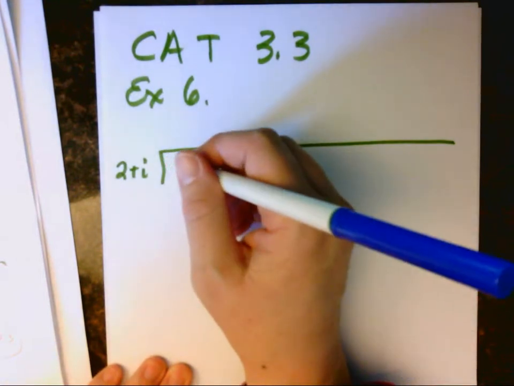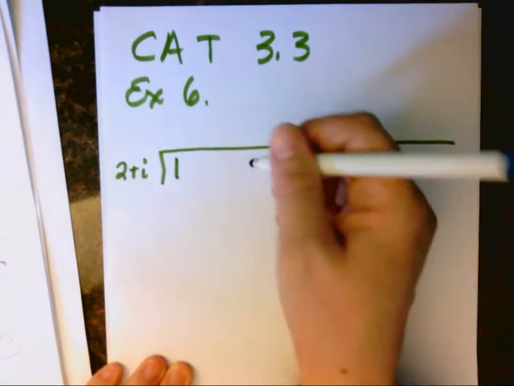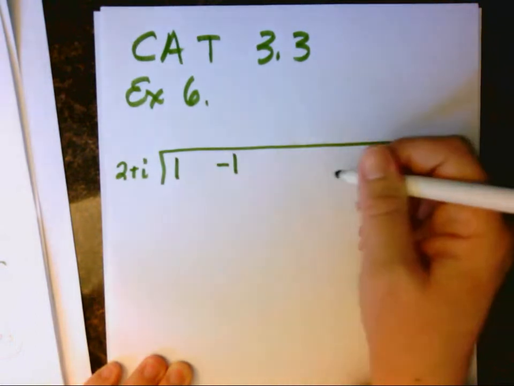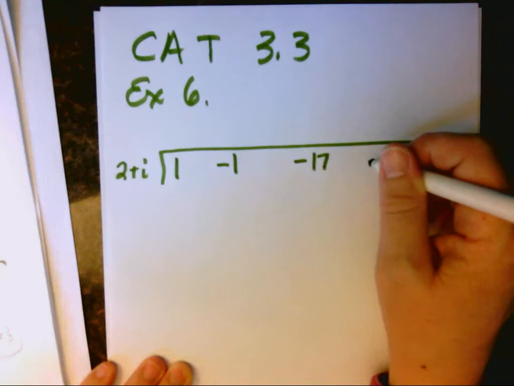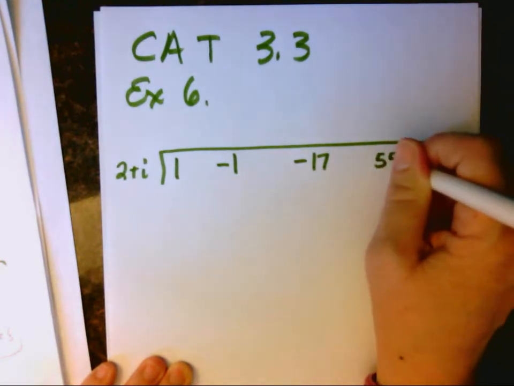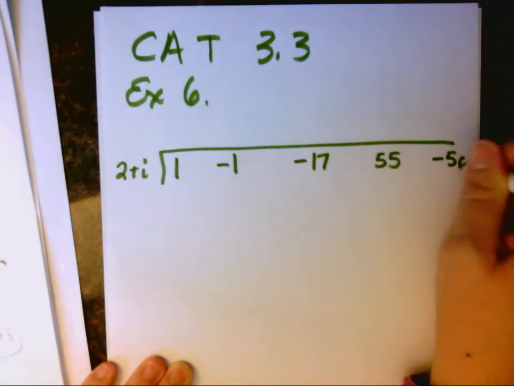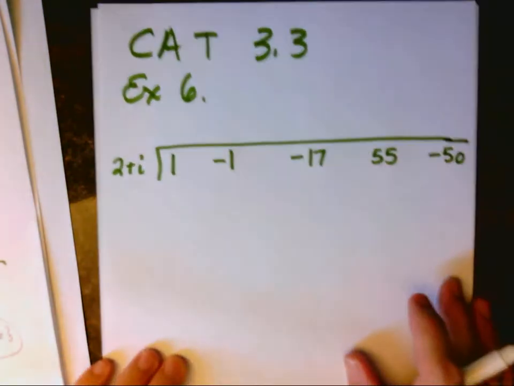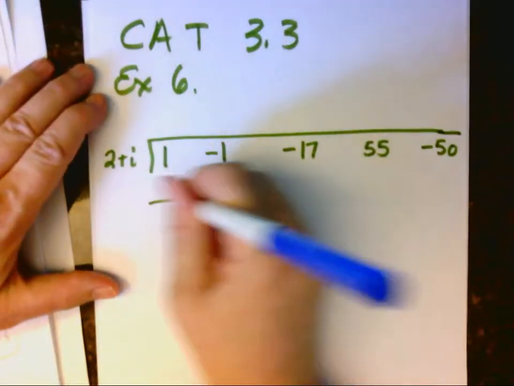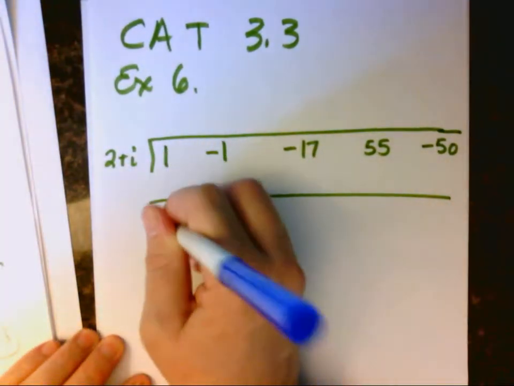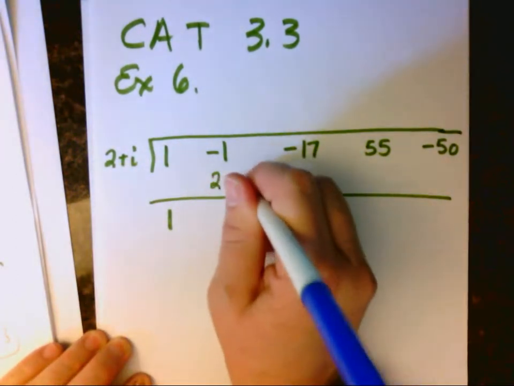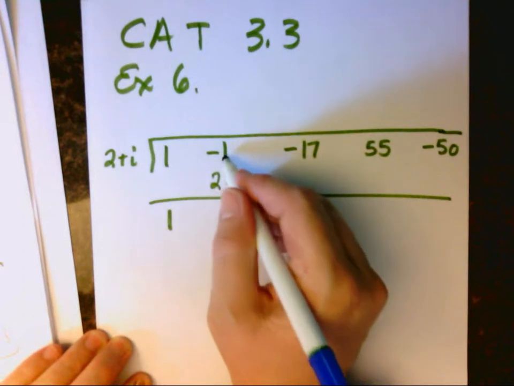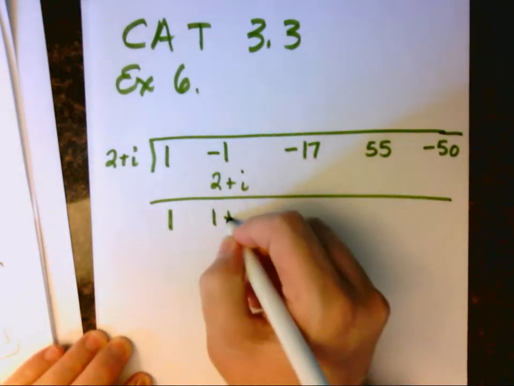The equation says f of x is equal to 1x to the fourth minus 1x cubed minus 17x squared plus 55x minus 50. And I've left myself plenty of room because I'm doing a complex number here and I'll have to multiply that out. Okay, so I bring down the 1 and I take 2 plus i times 1, which gives me 2 plus i. And I add the real part. Negative 1 plus 2 is 1. And bring down the i.